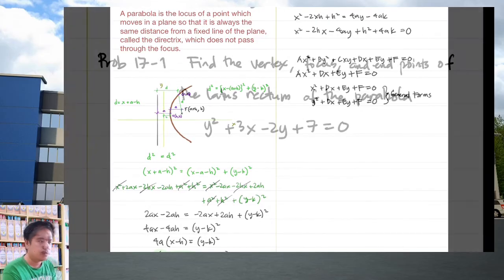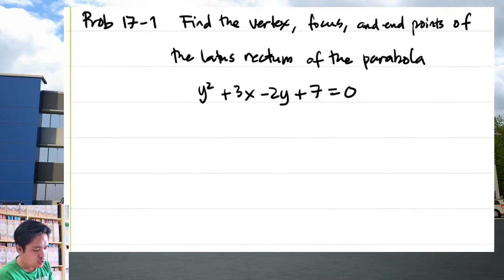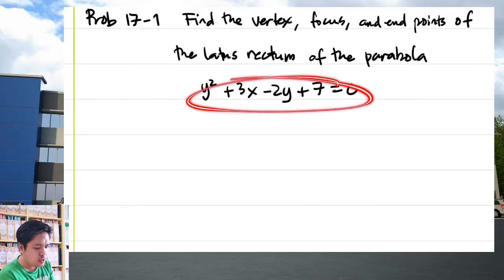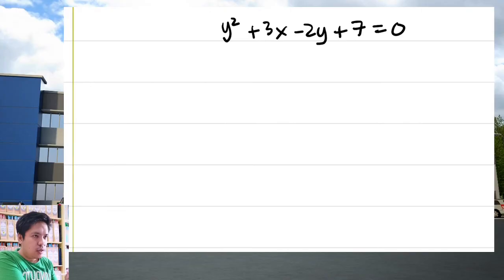General forms. First problem, we have find the vertex, focus, and ends of the latus rectum or endpoints of the latus rectum of the parabola y squared plus 3x minus 2y plus 7 equals 0. So in order to answer this, let us first transform this into its standard form. So in standard form na siya, doon na natin malolocate yung mga points. Okay? Separate na natin. Let us move the lahat ng y terms sa left, then yung x dun sa right.